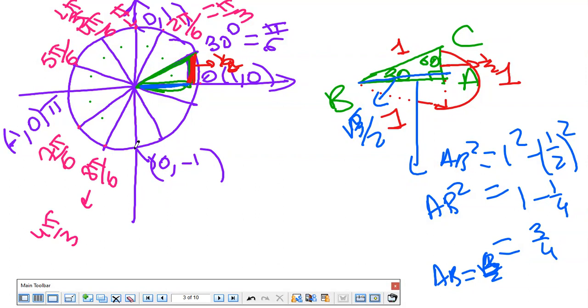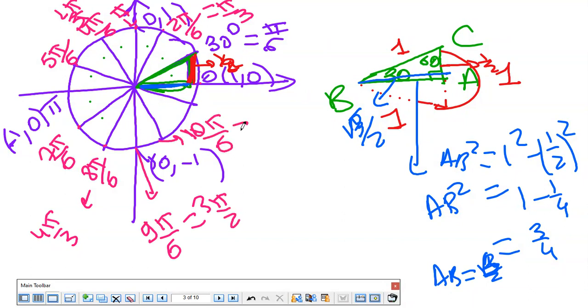This one is 9 pi over 6, which simplifies to 3 pi over 2. This is 10 pi over 6, and if I simplify it by 2, it's 5 pi over 3. This is 11 pi over 6, and this one is 12 pi over 6, which means it's 2 pi. So each small angle is 30 degrees. I have pi over 6, pi over 3, pi over 2, 2 pi over 3, 5 pi over 6. Those are all the sisters of pi over 6 and pi over 3.